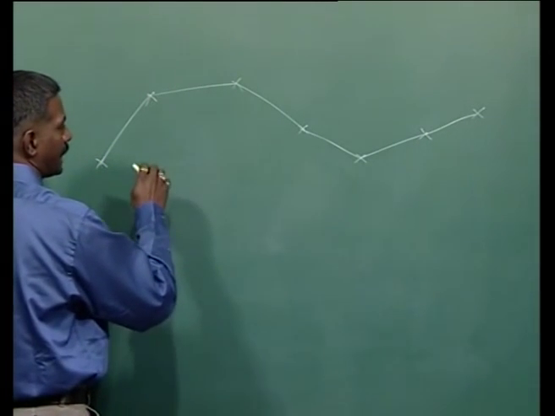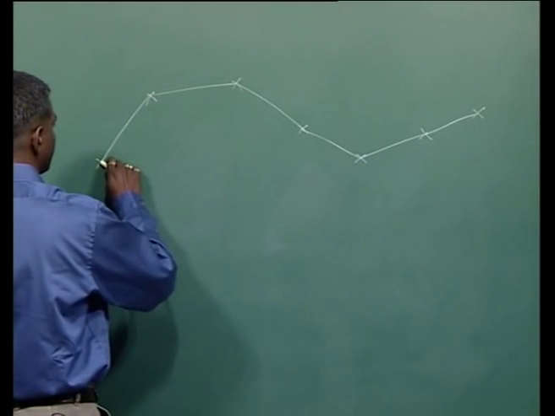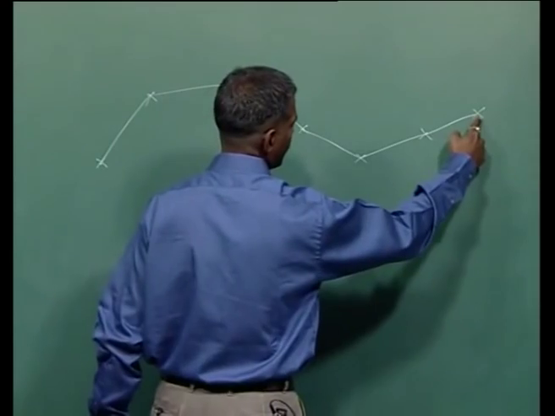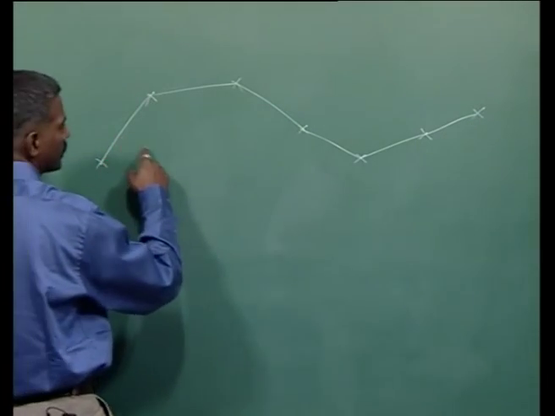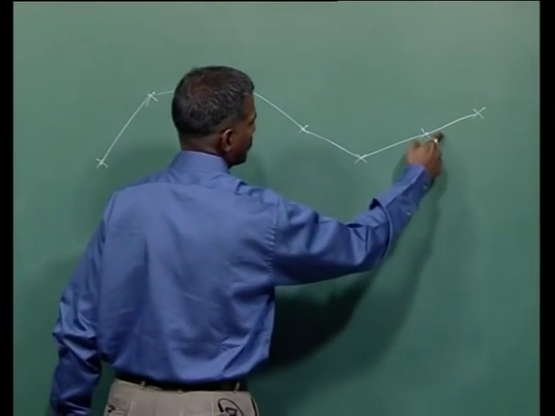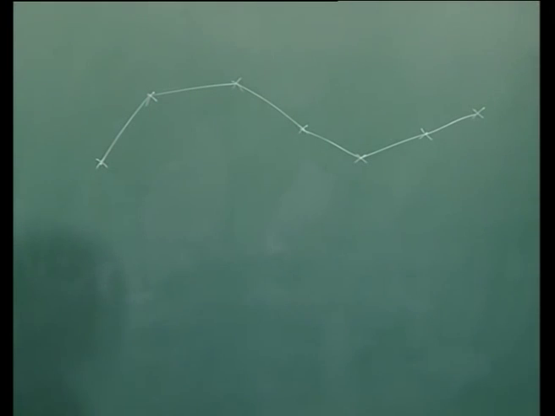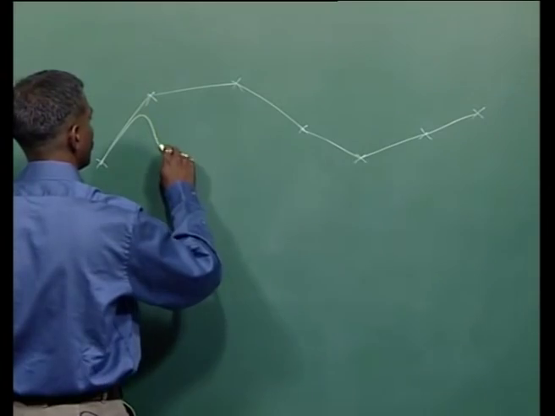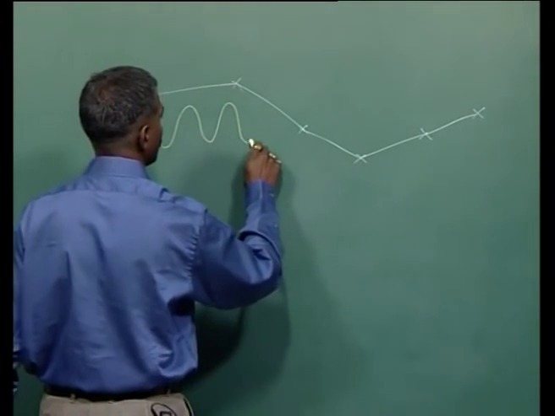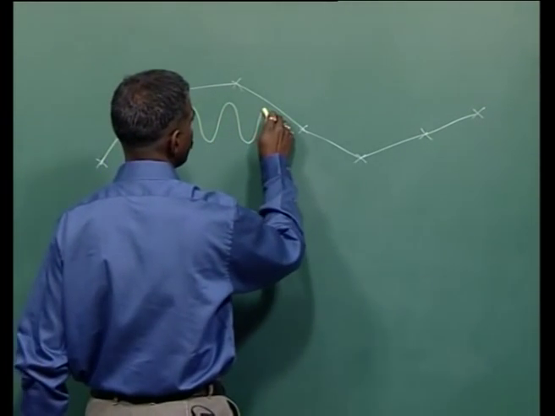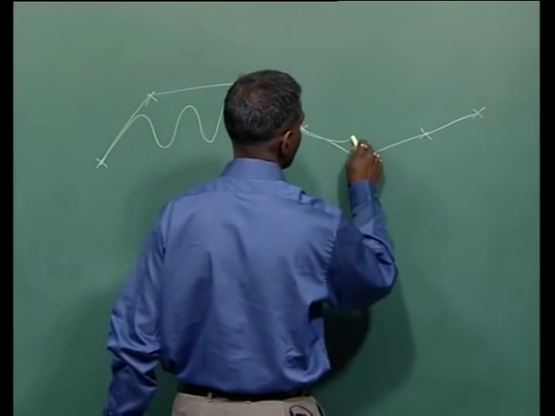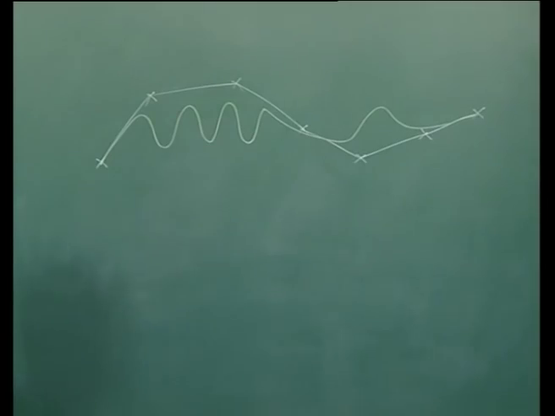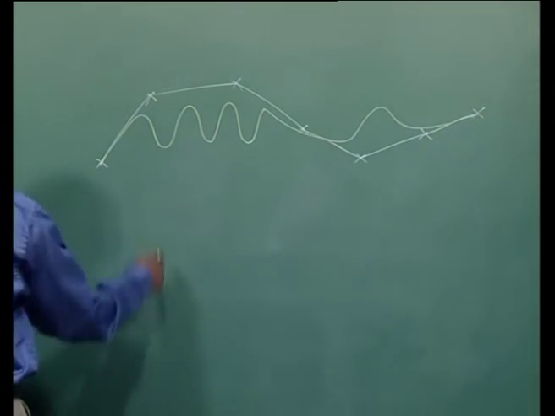Let me sketch an arbitrary Bezier segment, starting from the first point, ending at the last point. Once again, the first and the last segments of the control polyline are tangents to the Bezier curve. Let's assume for now that the shape of the Bezier curve looks like this.